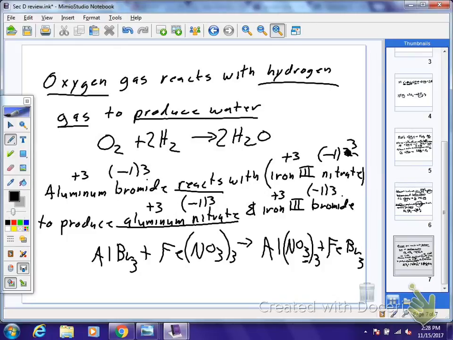Nice thing about this, it's balanced, I think. 1 aluminum, 1 aluminum. 3 bromines, 3 bromines. 1 iron, 1 iron. 3 nitrates, 3 nitrates. Okay? So that would be the working problems of the review.